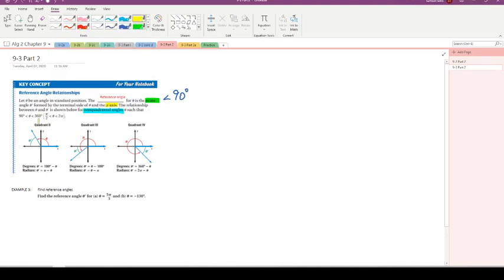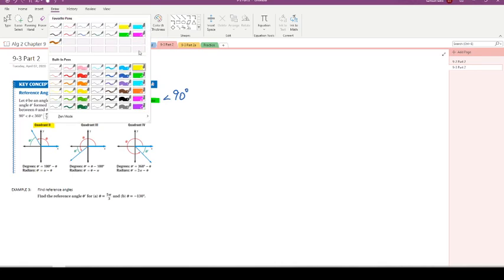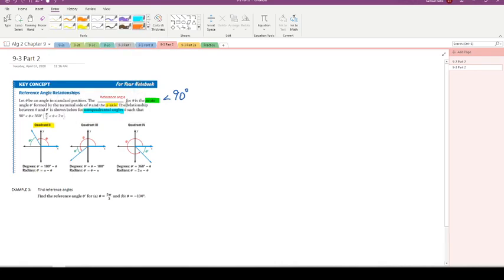Very important. Quadrant 2. If it falls in quadrant 2, look what happens here, degrees and radians. If it's in quadrant 3, it's going to be like this, depending on the angle, whether it's degrees or radians. And last but not least, let's talk about quadrant 4. If it's in quadrant 4, it's 360 minus theta. And then in degrees and in radians, it's this.